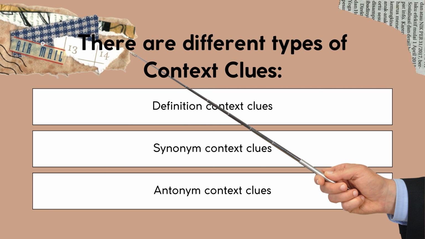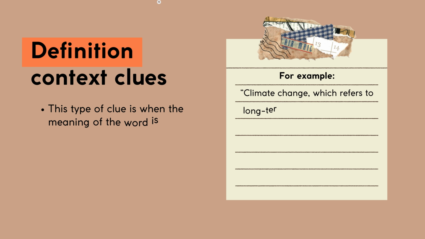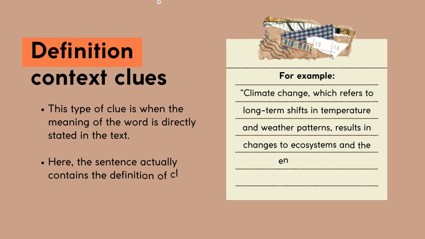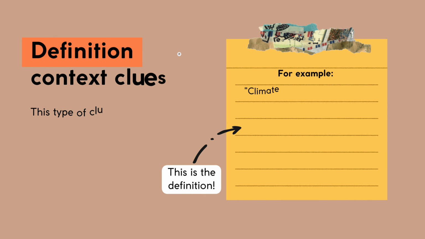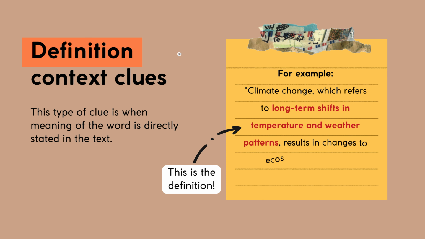There are different types of context clues, but today we will only mention three of them: definition context clues, synonym context clues, and antonym context clues. This type of clue is when the meaning of the word is directly stated in the text. The sentences actually contain the definition of climate change. For example, climate change, which refers to long term shifts in temperature and weather patterns, results in changes to ecosystem and the environment. And as you can see here, this is the definition: long term shifts in temperature and weather patterns. So the definition of that word is inside the sentence.